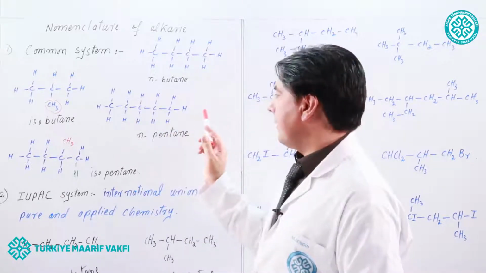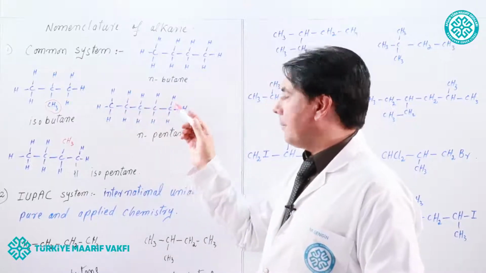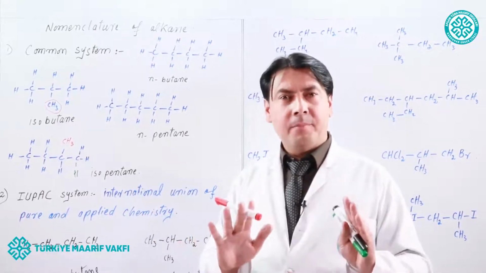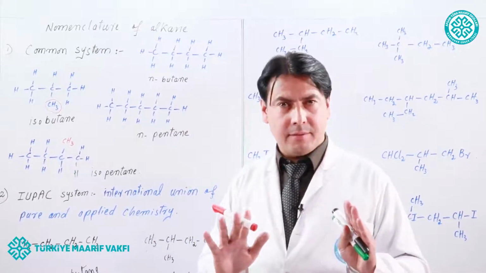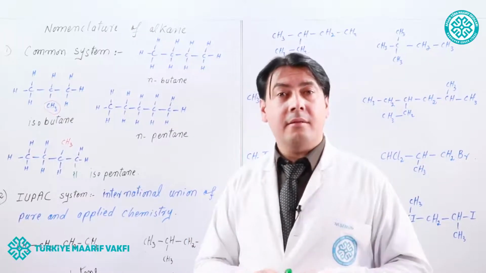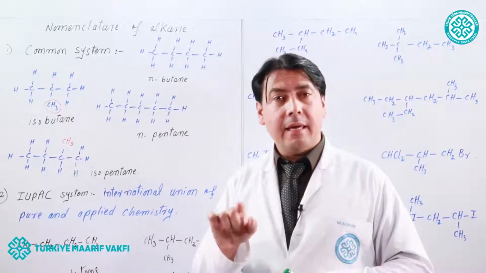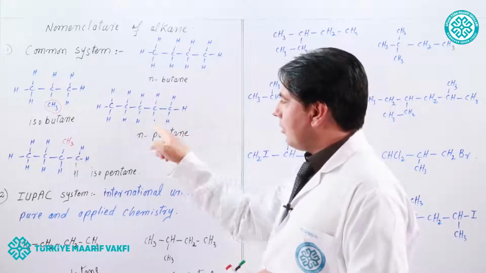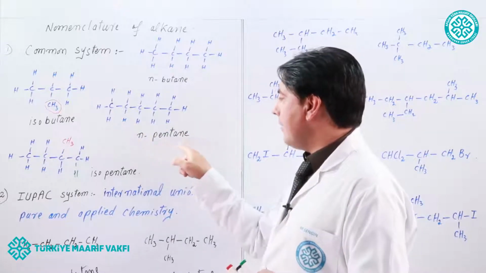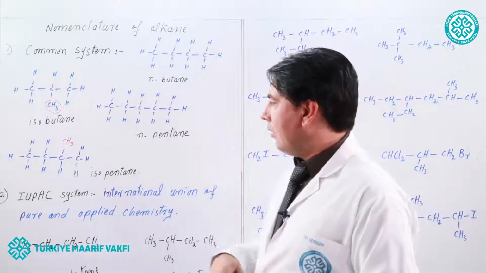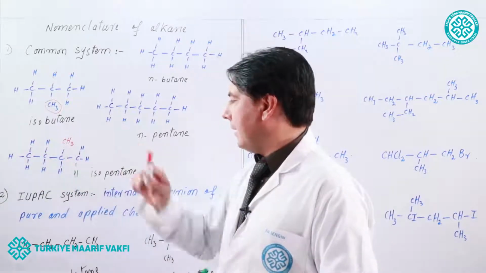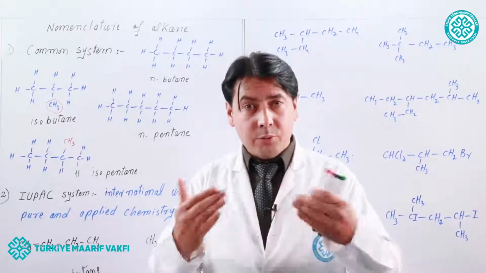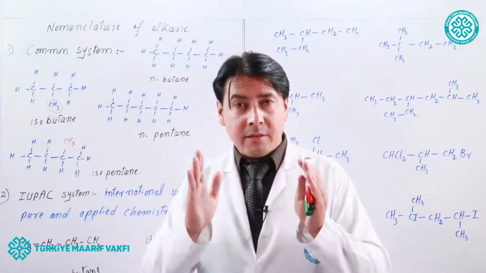Look at another example. 1, 2, 3, 4, 5. How many carbons are there? 5 carbons. So for 5, we use the prefix pent, and at the end of pent we will add A and E. So what will be the name? Pentane. And it is a straight chain, therefore we name it N-pentane. Look here again, 1, 2, 3, 4, 5. There are 5 carbons and 1 carbon is attached to more than 2 other carbons. So it is a branched chain alkane.